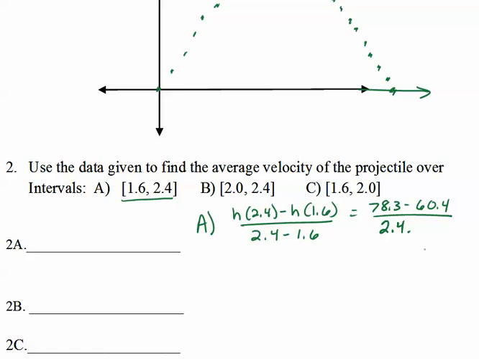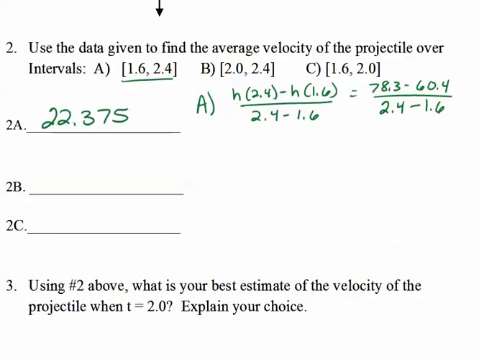And we can do this work with our calculator. So I'm going to pause and enter that, and then I'll be back to you with an answer. And I notice this is when the object is still rising. If I've entered correctly in the calculator, we'd have an average velocity of 22.375. Make sure you label the units, feet per second.